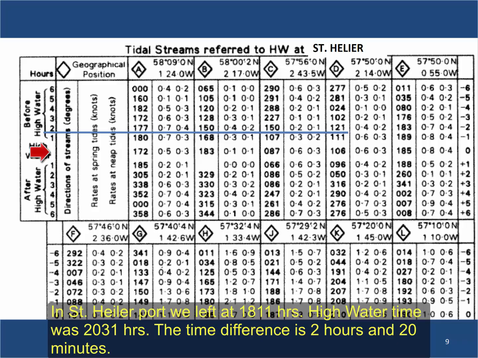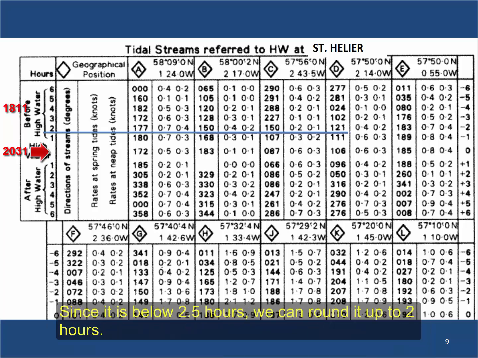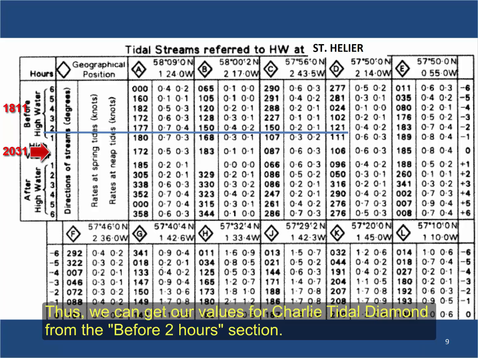In St. Helier Port, we left at 1811. High water time was 2031 hrs. The time difference is 2 hours and 20 minutes. Since it is below 2.5 hours, we can round it to 2 hours. Thus, we can get our values for Charlie Tidal Diamond from the before 2 hours section.